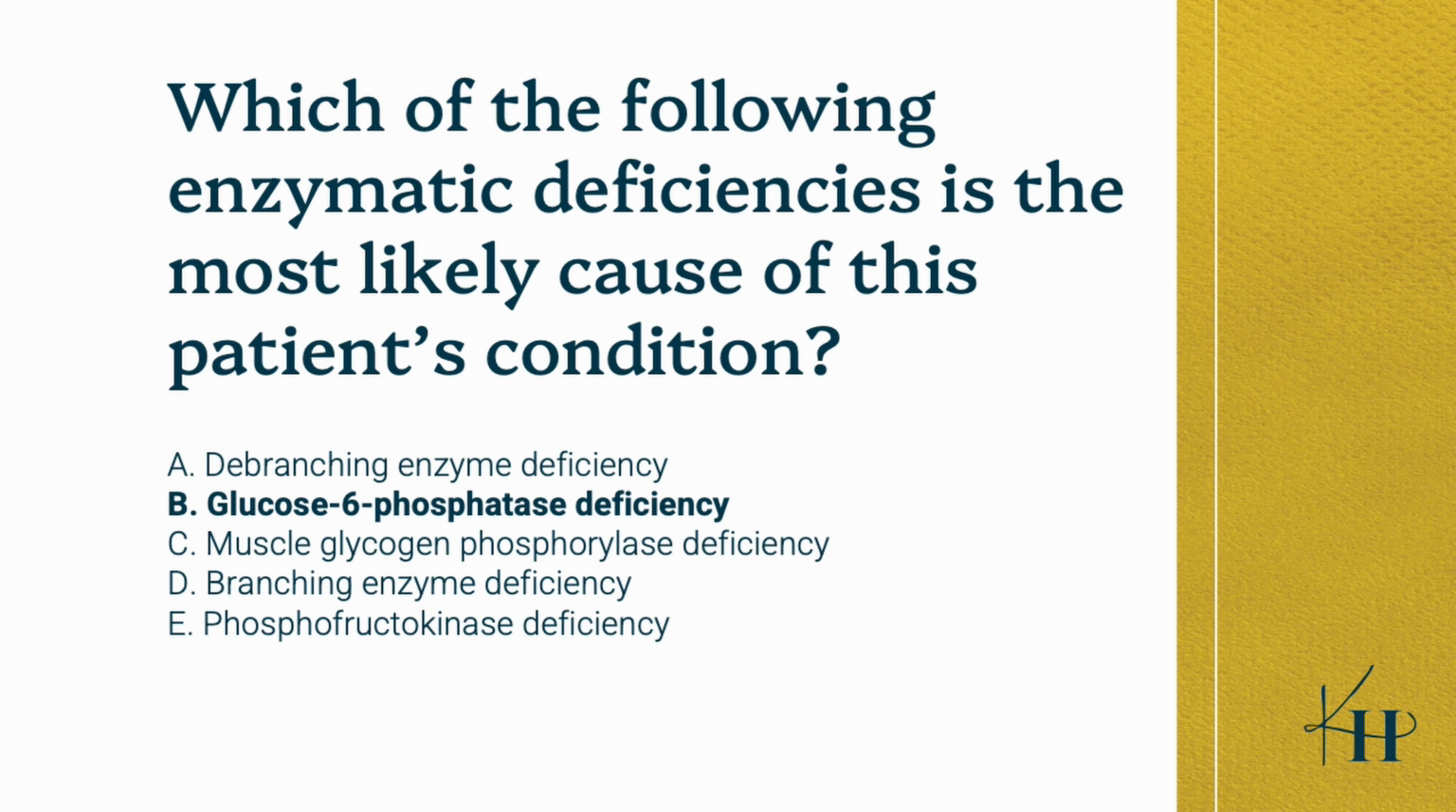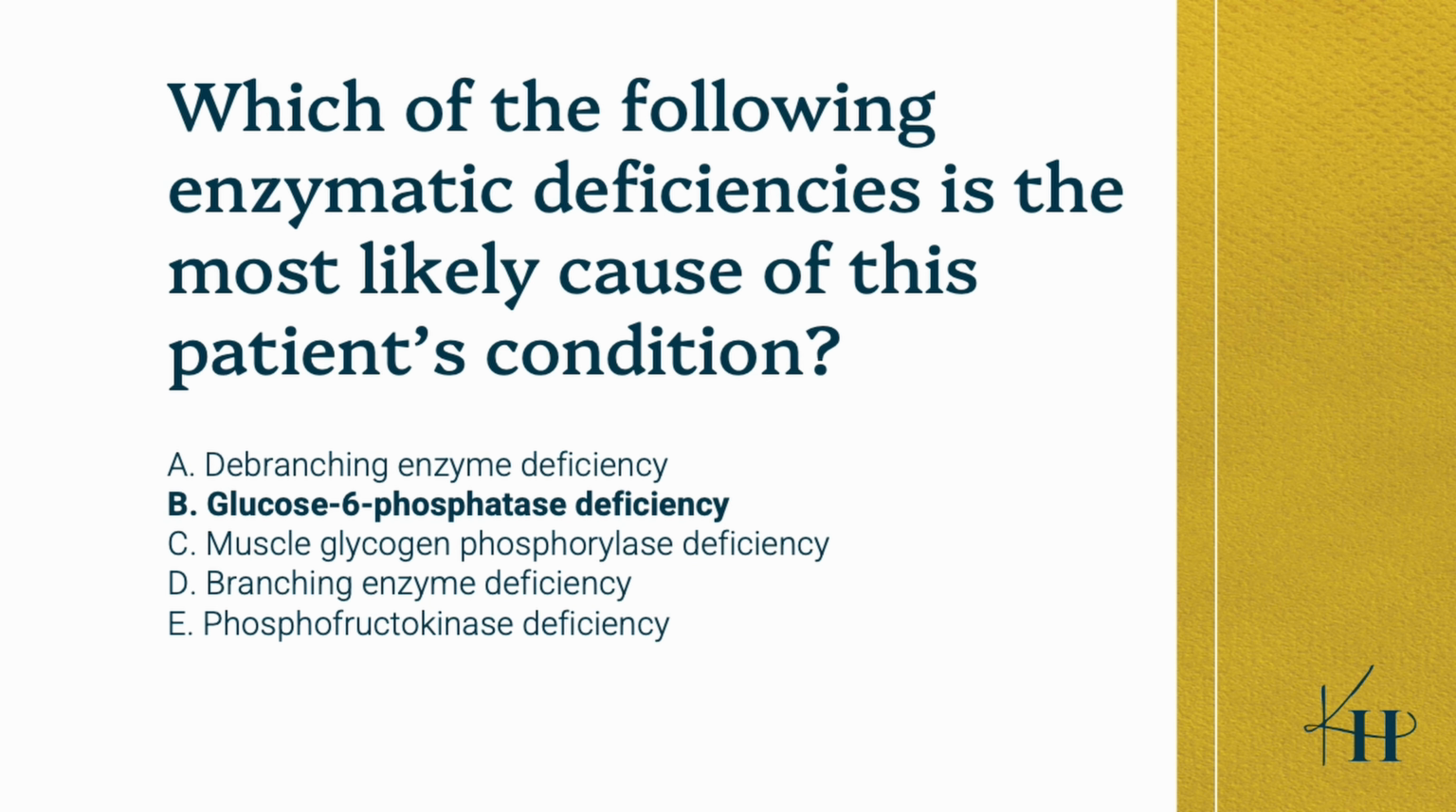Choice A is a debranching enzyme. This is Cori disease, which can cause hepatomegaly and hypoglycemia, but it's usually milder. You typically don't see the severe metabolic derangements we're seeing here, like lactic acidosis and hyperuricemia, so this doesn't fully explain the severity of this case. B is glucose 6-phosphatase deficiency, that's von Gierke's, and that fits perfectly.